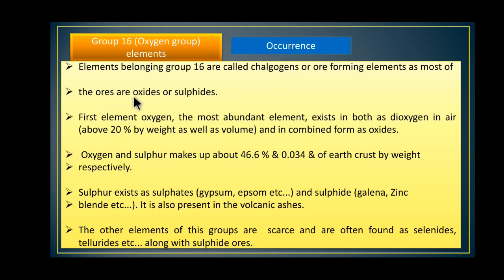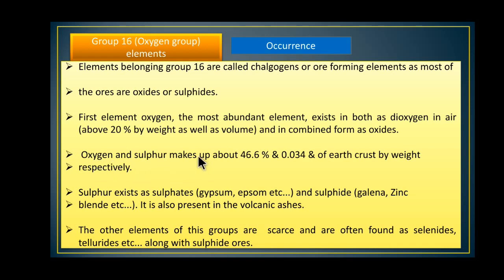These occur in oxide or sulfide form. The first element, oxygen, is the most abundant element, existing both as dioxygen in air and in combined form as oxides. In dioxygen O2, it makes up about 20% by weight as well as by volume.